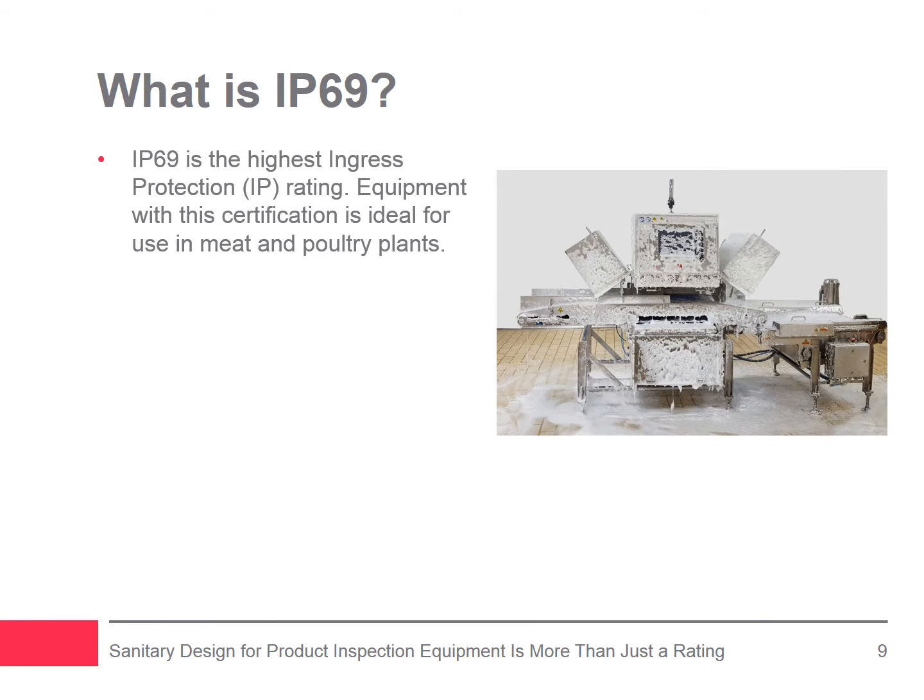IP69 is the highest protection rating available. It provides protection against ingress of dust and high-temperature, high-pressure water. This certification is ideal for use in meat and poultry processing plants where equipment must be durable.